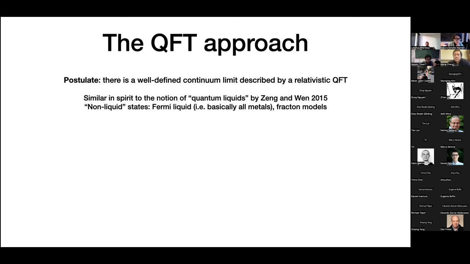Now, this postulate that there's some well-defined field theory is similar in spirit to the notion of a quantum liquid state, first defined by Xie Chen and Xiao-Gang Wen a few years back. But there are clearly non-liquid states, for example, Fermi liquids, basically all the metals, and more recently the fracton models. So just to say that there are things which are not obviously described by quantum field theory in the traditional sense.